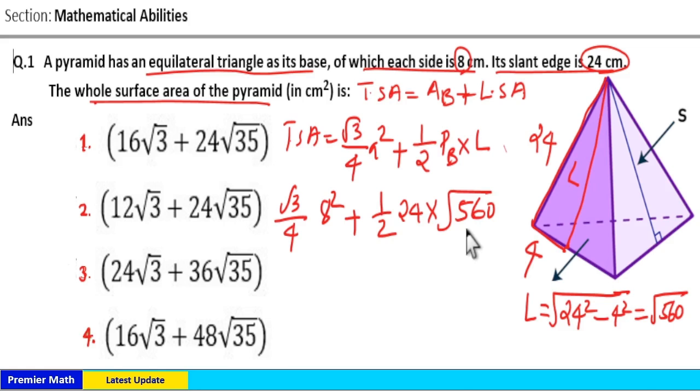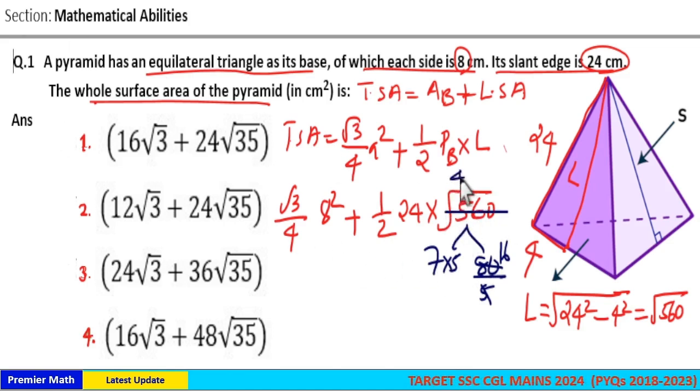Now here we have root 35 in the second term. So write 560 in terms of 35. 7 into 80 is 560. So 7 into 5 is 35. Divide 80 by 5, 5 goes 16 times in 80. So 16 into 35 is equal to 560, which means root 560 is equal to 4 root 35.